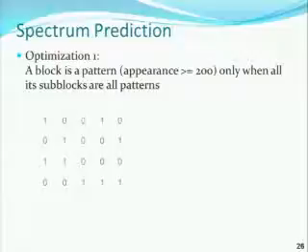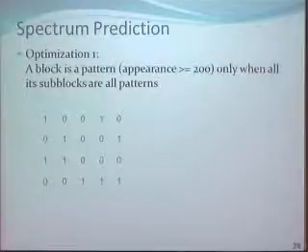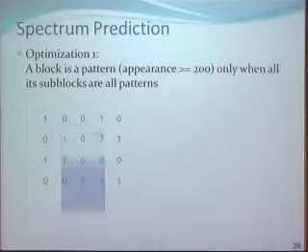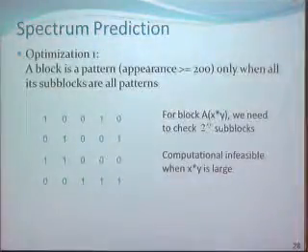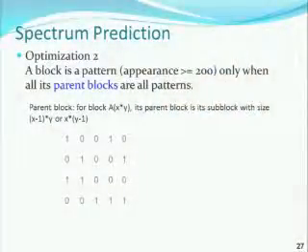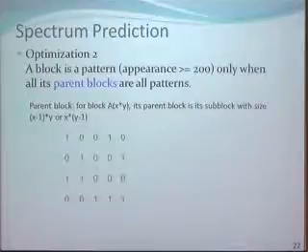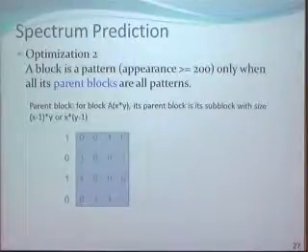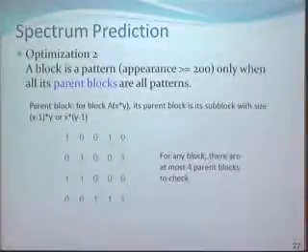The first optimization we introduce is a very simple idea. If a block is a pattern, it only becomes a pattern when all its sub-blocks are patterns. So for a block x times y, we need to check 2 to the power of x, y sub-blocks. But this is still huge if x or y itself is large. Then we come up with a second heuristic, a second optimization, in that a block is a pattern only when all its parent blocks are patterns. For each block, there are only 4 parent blocks. In this way, we come up with a much more efficient optimization heuristic.